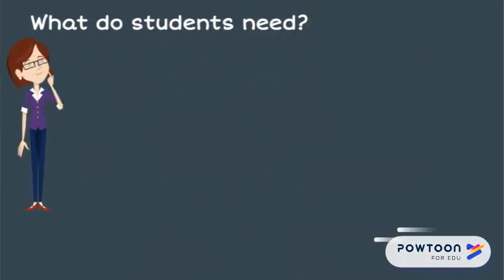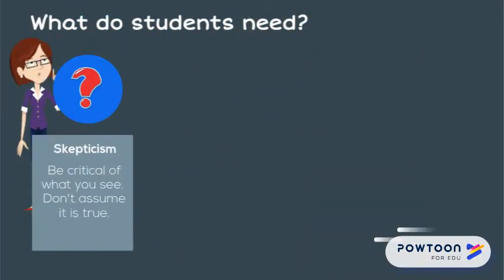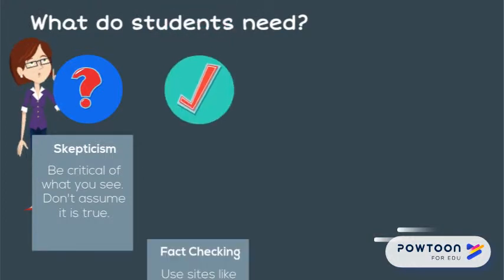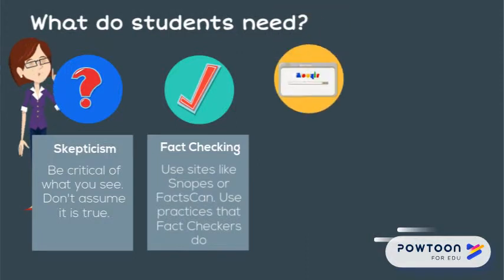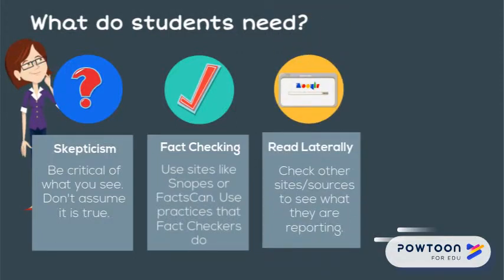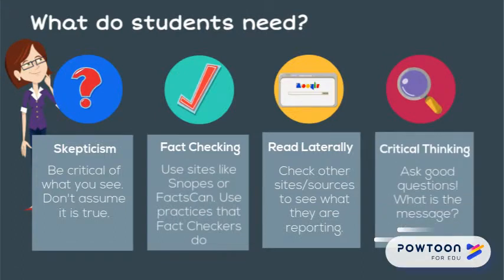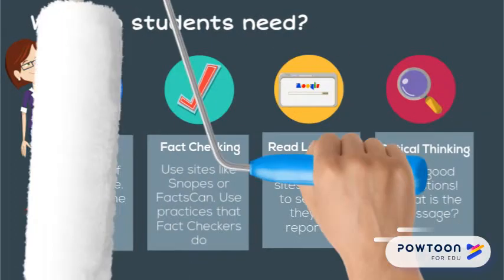Students need to be skeptical. Don't assume what they see is real or what they believe is true. Fact-check using sites like Snopes and FactScan to do what fact-checkers do. Read laterally, going to different sources to see what they're saying about the topic, and use critical thinking skills, asking good questions about the information and the message.